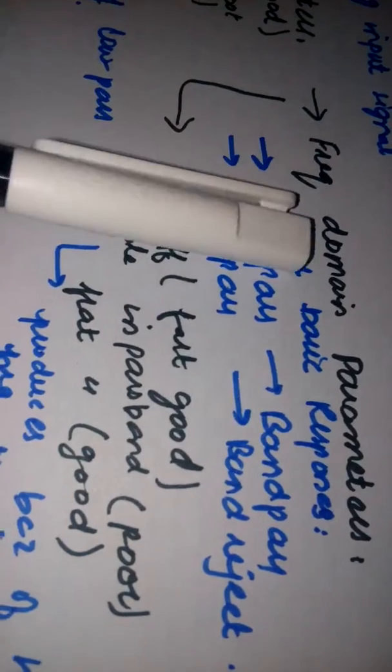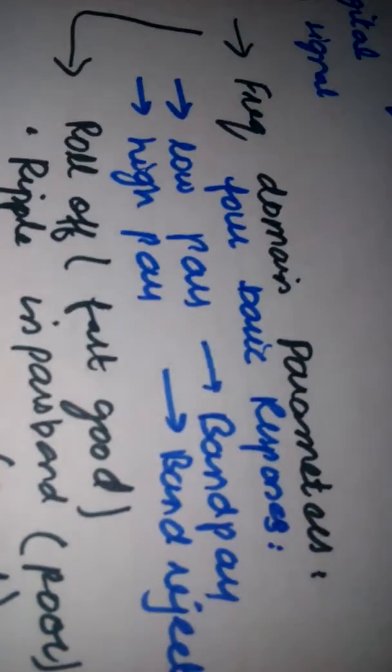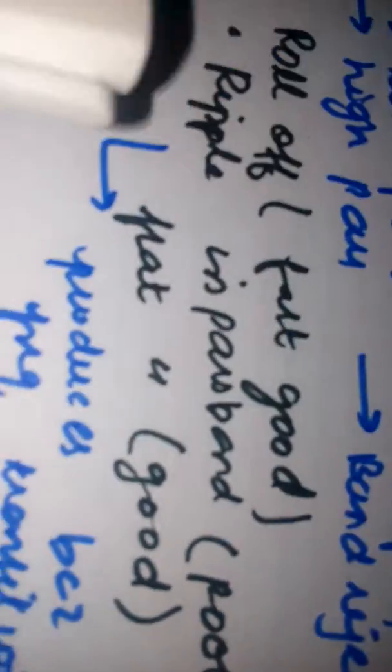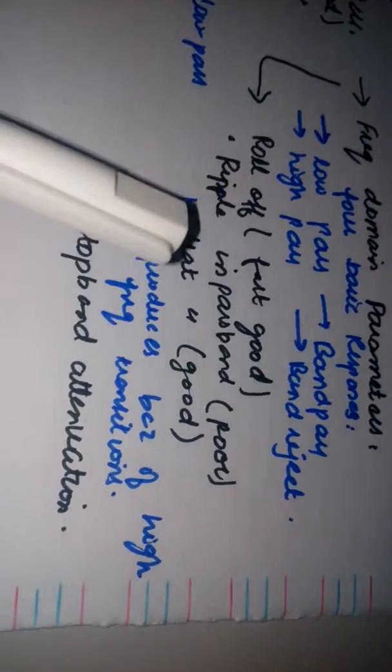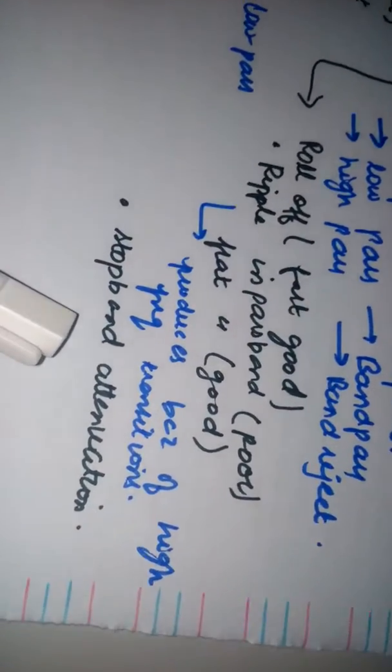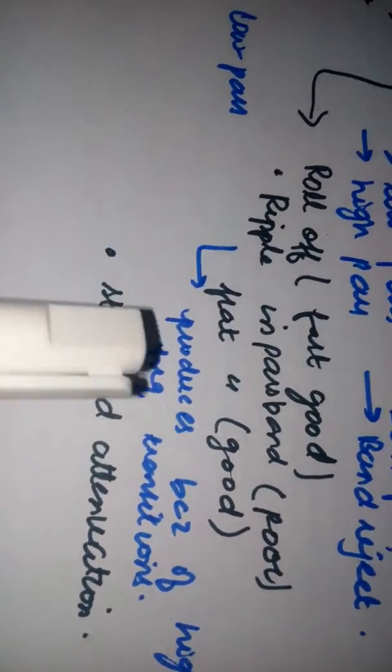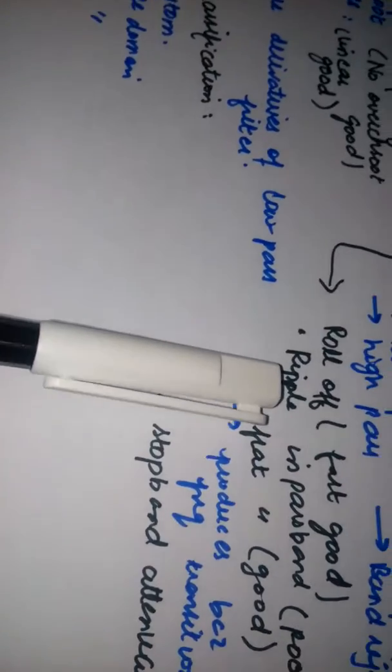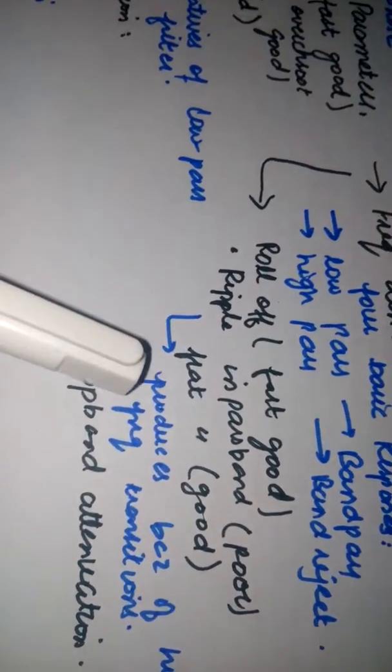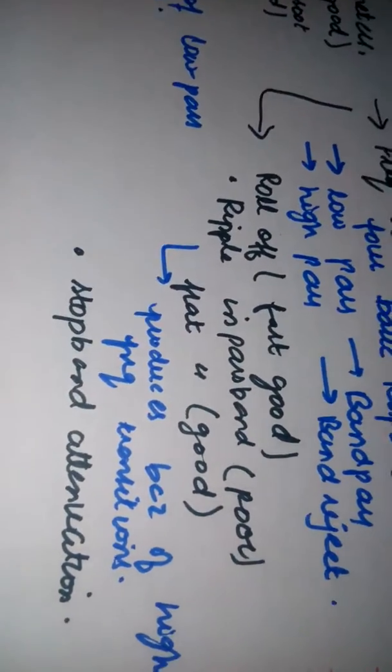Now the frequency domain parameters are roll off. Roll off is fast, which is a good parameter of the frequency domain. Ripple in pass band is actually a poor parameter of the frequency domain. So here we have the flat pass band, that is a good parameter, and the last one is the stop band attenuation, that is a good parameter. Then why are ripples produced? Ripples are produced because of the high frequency transitions.